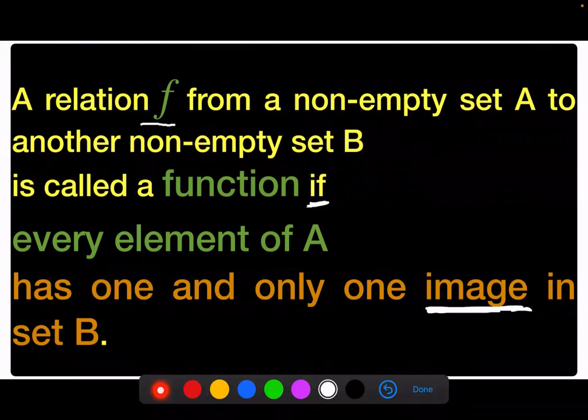Relation, okay, from a non-empty set. ये non-empty होना important है. A non-empty set A to another non-empty set B is called a function if every element of A. अभी सारे elements source के associate करना पड़ेगा, but आपको कैसा करना पड़ेगा? एक ही एलिमेंट के साथ आप एसोसिएट कर सकते हो. ओके, सो वन एंड ओनली वन इमेज इन सेट बी. ओके, सो लेट्स मूव ऑन.